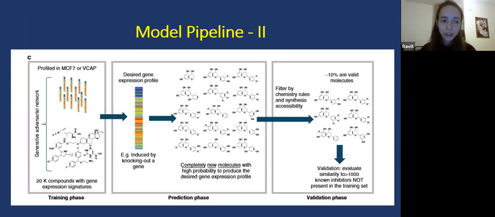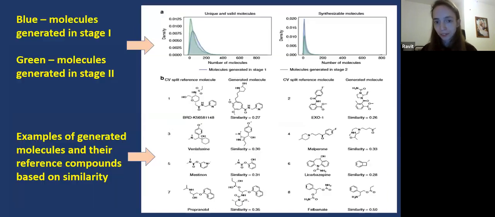They took 20,000 compounds with gene expression signatures from the L1000 dataset, and then they generated new molecules with the model, of which 10% were viable and synthesizable for synthesis in the lab.